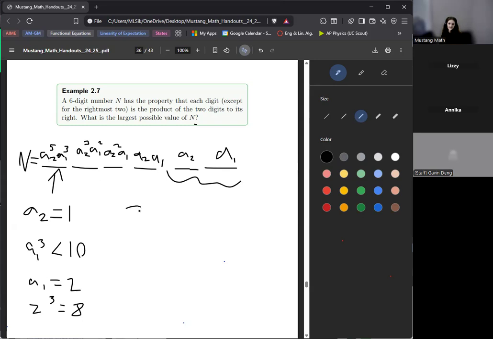So we end up having 1 times 8, which is 8. 1 cubed, which is 1, times 2 squared, which is 4. 1 squared, which is 1, times a1, which is just 2. a2 times a1, which is 2. a2, which is just 1, and then 2 again. So we have 8, 4, 2, 2, 1, 2, and we have solved this problem. Notice that technically 111111 satisfies the conditions, but we're looking for the largest possible value, so it doesn't satisfy that particular criterion.